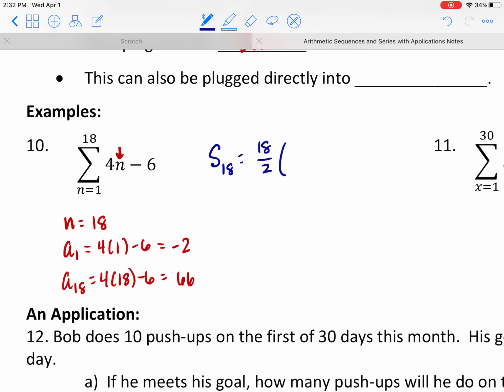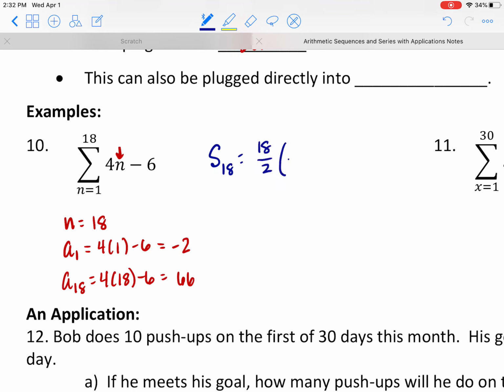All right, so now that I have all the information I need, I can find the sum for these 18 terms. It is found with 18 divided by 2, multiplied by the first number we said was negative 2, and the last number, which was 66. So the sum for these 18 terms, 18 divided by 2, multiplied by negative 2 plus 66, is going to be 576.